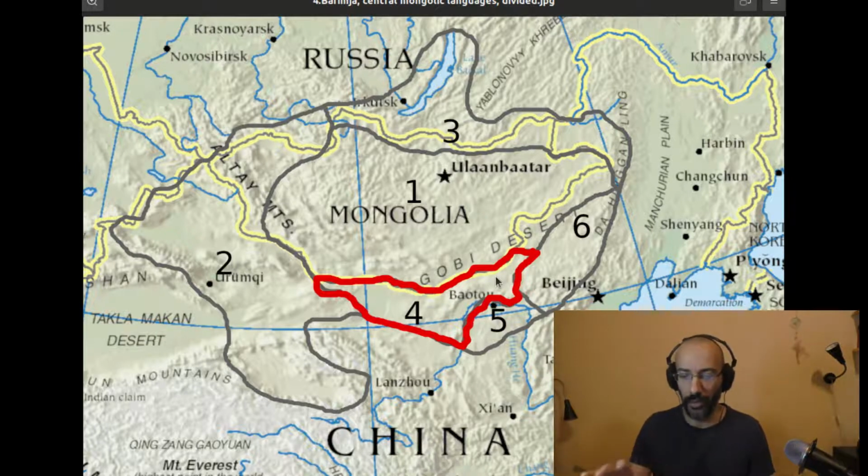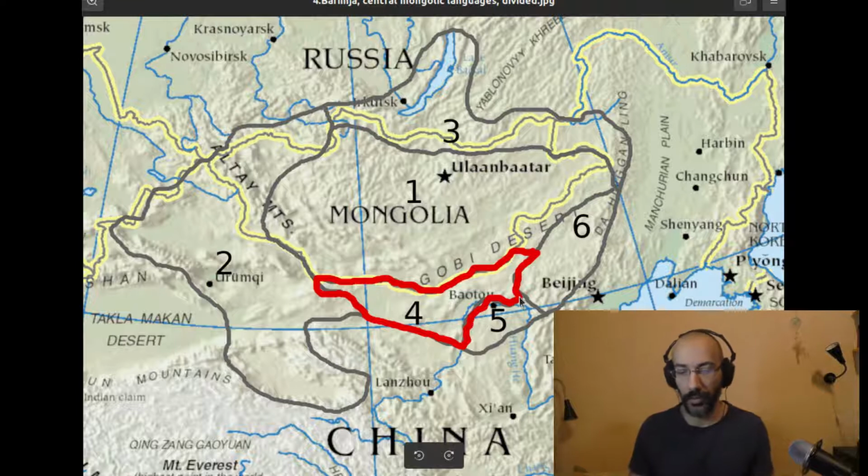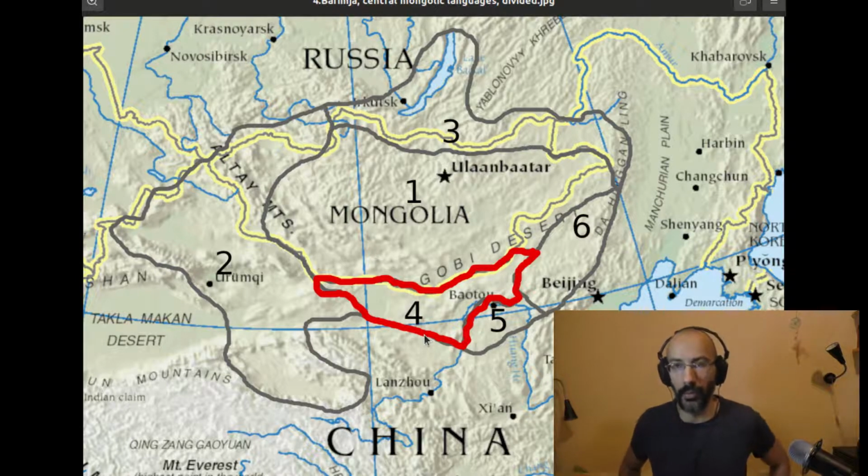I subdivided Inner Mongolian into these parts because I claim that Inner Mongolian is not a single unit, because there is much linguistic diversity within Inner Mongolia. Of course, Chinese is the most dominant language, but now we speak only about Mongolic languages. So even if we speak only about the Mongolic varieties, there is a great diversity within Inner Mongolia. And number 4 is, I think, where the standard form of Inner Mongolian is the most dominant.